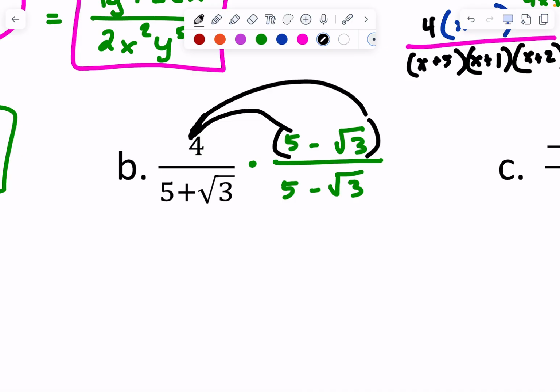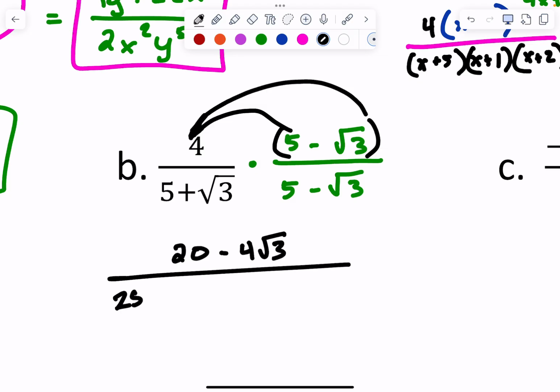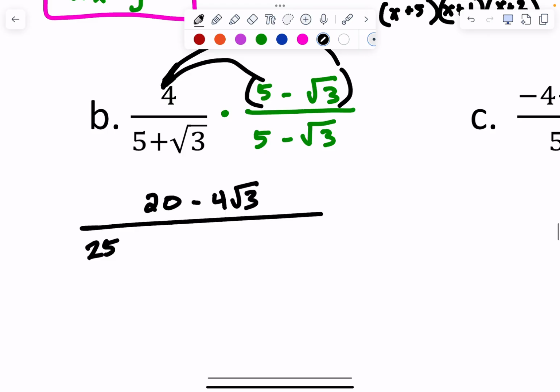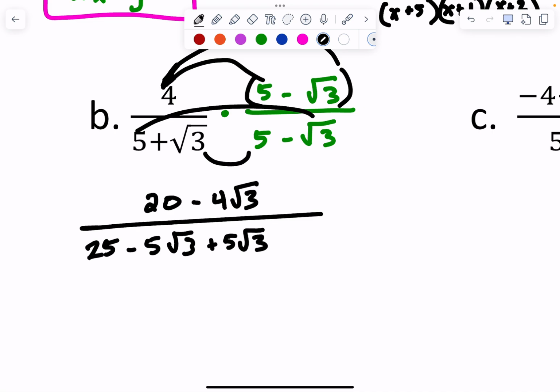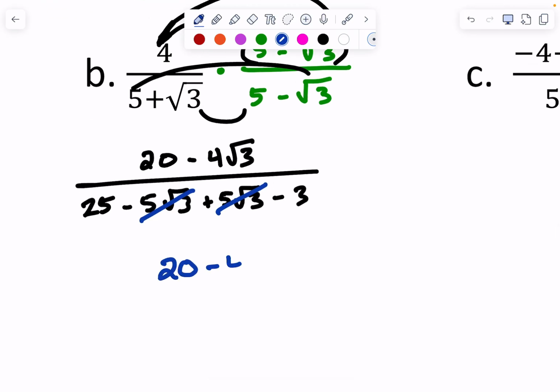All right, if I distribute that top through, 4 times 5 is 20. What's 4 times the square root of 3? Negative 4 square roots of 3, right? Make sure that negative goes there. Okay, now the bottom. 5 times 5 is 25. I'm going to write the whole thing out so that if you're looking back at this and you're like, where did that go? 5 times negative square root of 3 is negative 5 square roots of 3. Positive 5 square roots of 3, and those are going to cancel. What is the square root of 3 times negative square root of 3? Negative square root of 9, which is negative 3. Okay, my OI cancels out, so I've got 20 minus 4 square roots of 3 all over 22.